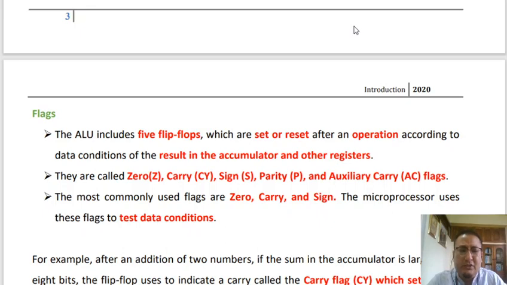Okay. So the zero flag, for example: whenever the result of an operation becomes 0, then the zero flag is set. Whenever there is a borrow or a carry in case of subtraction or addition, then the carry flag is set. Whenever the sign of the result changes to negative, then the sign flag is set. Parity keeps track of even parity and odd parity. Auxiliary carry: when there is a carry from the 3rd bit to the 4th bit, then the auxiliary carry flag is set. So based on the condition of the result, the 5 flip-flops are set or reset.